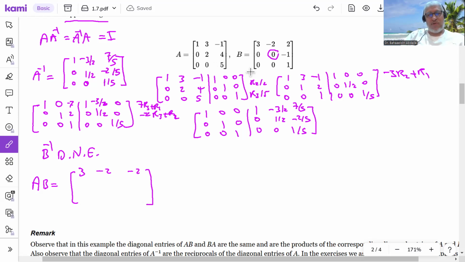Now the second row will give you 0. The second row times the second column will give you 0. The second row times the third column will give you negative 2 plus 4. That's 2. Now the third row will give you 0, 0, 5. Notice that this matrix is a square matrix. And of course, it's also upper triangular.